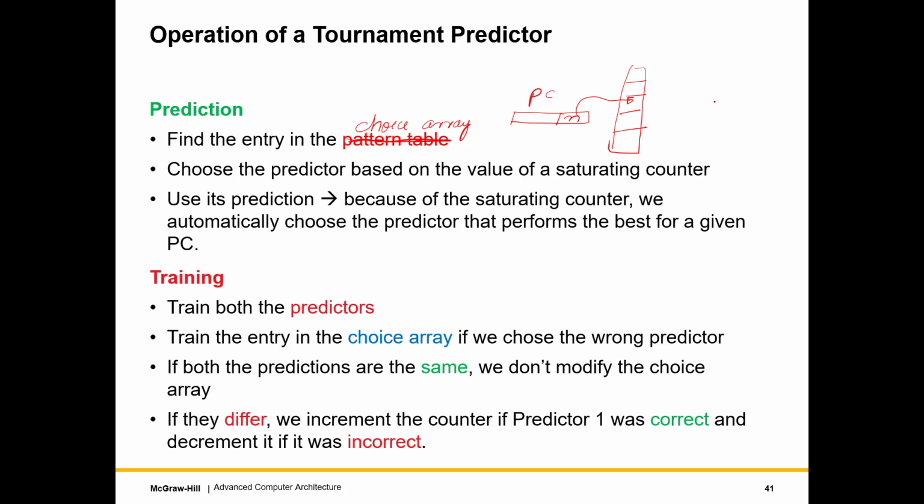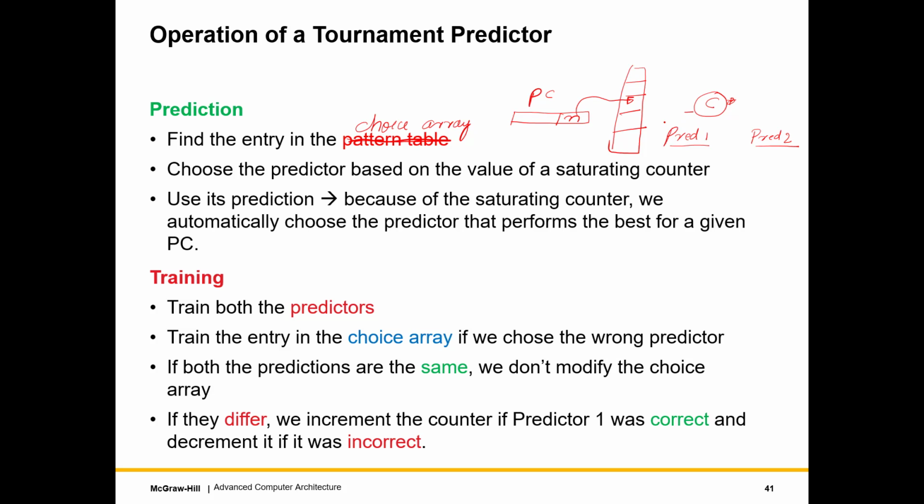So here we'll find a saturating counter C. And there are two sub-predictors, pred1 and pred2. If pred2 is correct, we increment it, and of course this is incremented in a saturating counter fashion. Similarly, if pred1 is correct, we decrement it.